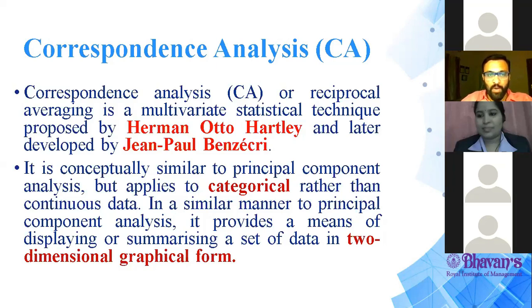It is also called reciprocal averaging. This is a multivariate statistical tool proposed by Hirschfeld and Jain. It is conceptually similar to principal component analysis, which is mostly used in the operation of factor analysis. But the only difference is that in correspondence analysis, we use categorical data rather than continuous data, as we use for factor analysis. So in a similar manner to principal component analysis, it provides a means of displaying or summarizing a set of data in a two-dimensional graphical form.